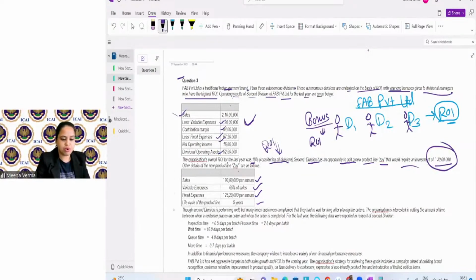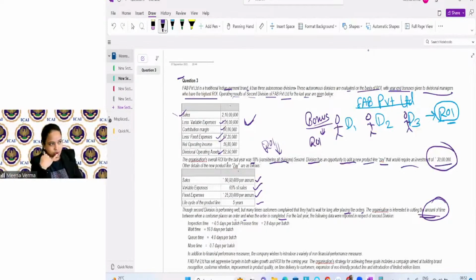Though the second division is performing well, many times customers complain that they have to wait long after placing the order. So there is a complaint from the customer that they have ordered, but it takes time to receive the product. Then the organization is interested in cutting the amount of time between when a customer places an order and when the order is complete. So they want to reduce the order time. Obviously, speed of delivery, quickly deliver what the customer requires, quickly serve the order.